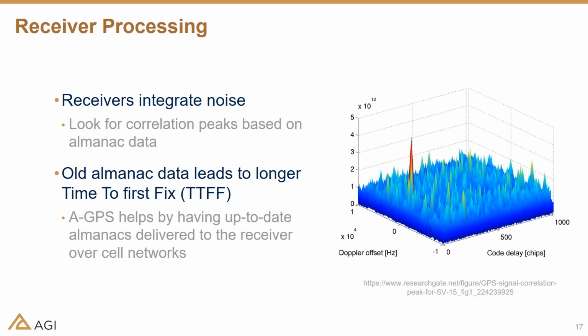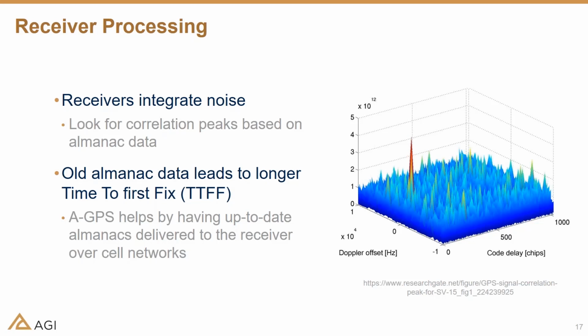All right, finally, we're on to receiver processing. So essentially, because the GNSS signals are below the noise floor, receivers are integrating noise. And what they have to do is they have to look on 2 different axes here. And in the 2-dimensional graph, the first axis is the code delay, which represents the range to the satellite. So it's trying to determine the range to the satellite. And then the other axis is the Doppler offset. And this is the signal frequency that it's looking for.